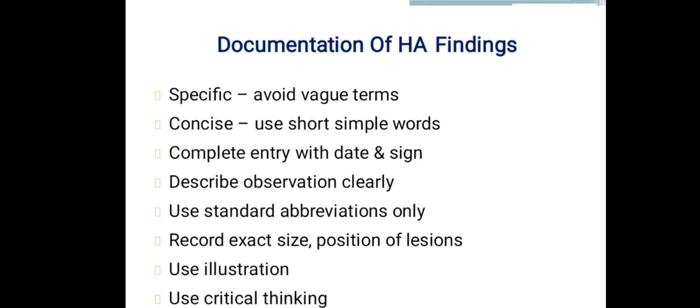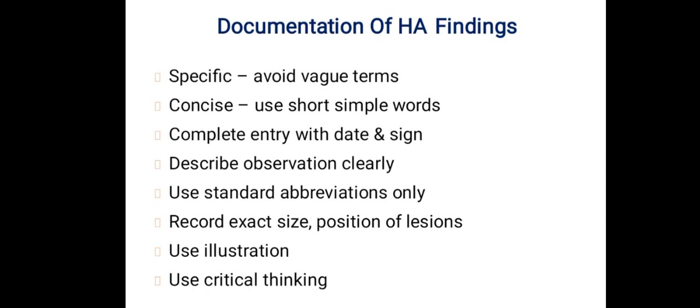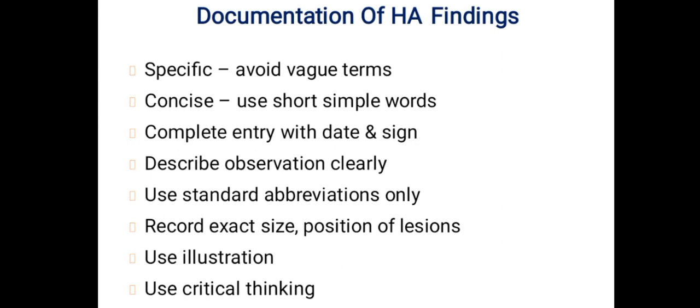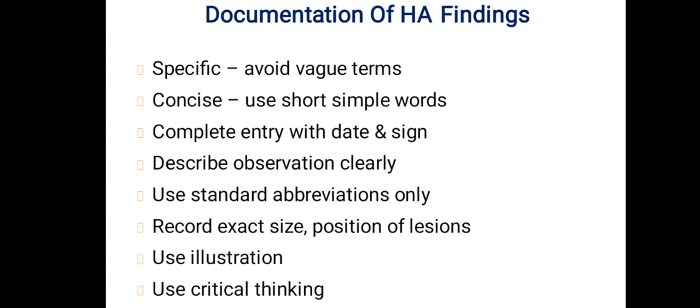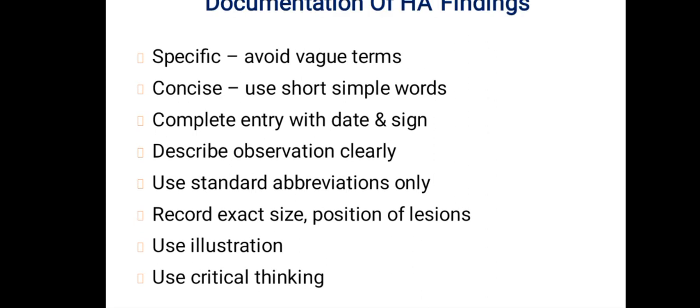Documentation of HA findings: be specific, avoid vague terms, be concise, use short simple words, complete the entry with date and signature, describe observations clearly, use standard abbreviations only, record exact size and position of lesions, use illustrations, and use critical thinking.